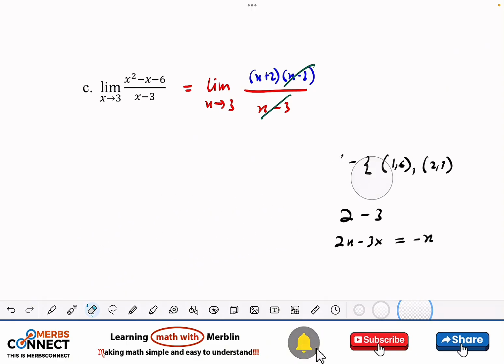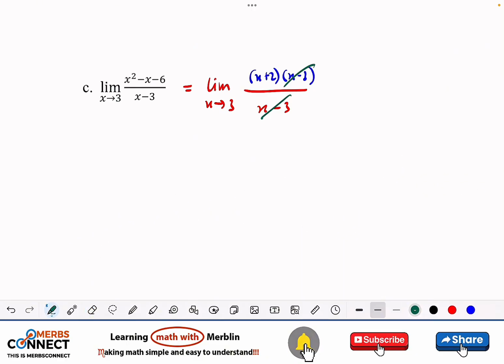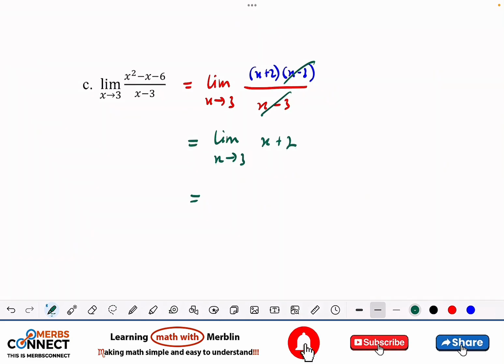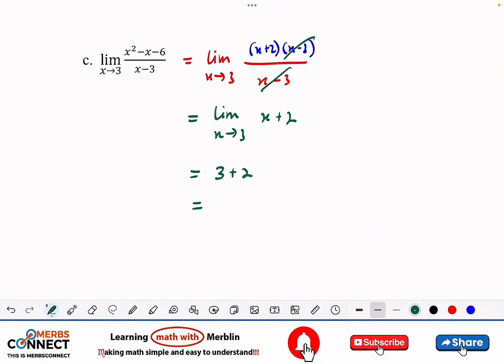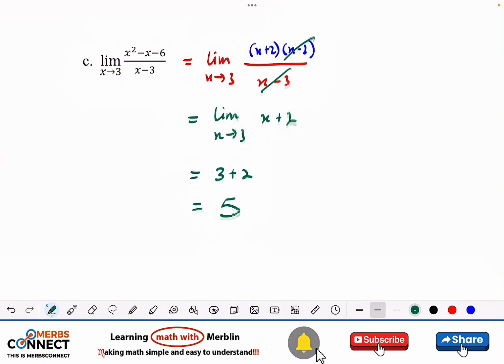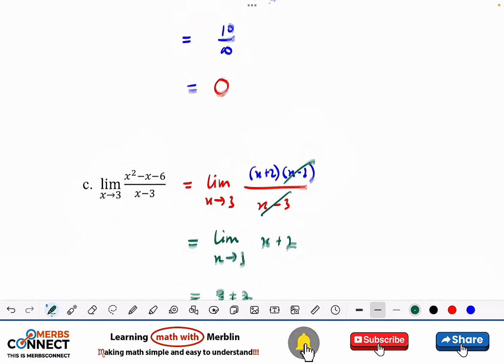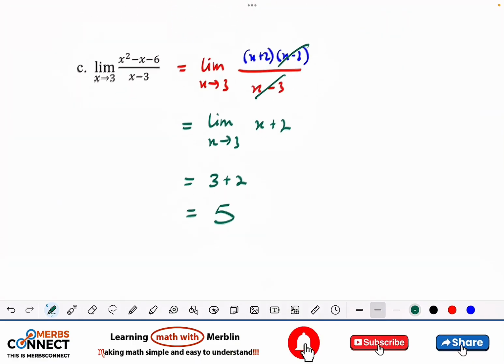So since the magic has happened, what will be left? Limit x is approaching 3, and we're left with x plus 2. And now it is a polynomial function, so we do direct substitution, 3 plus 2, and we get a big 5. Wow. So that's what we are going to get from this.